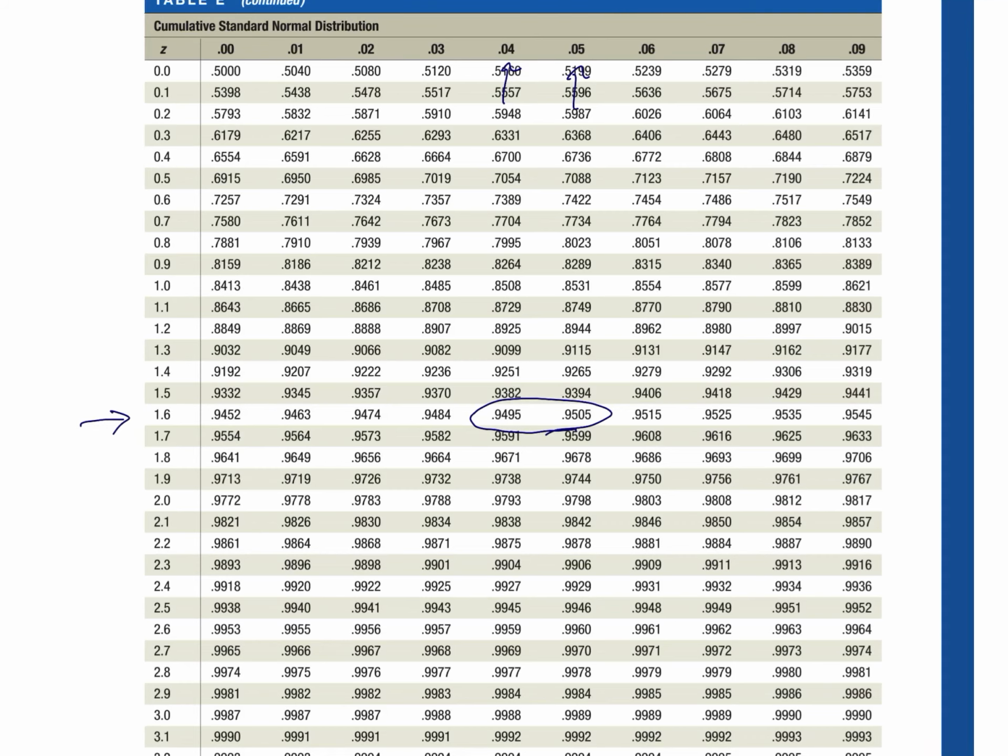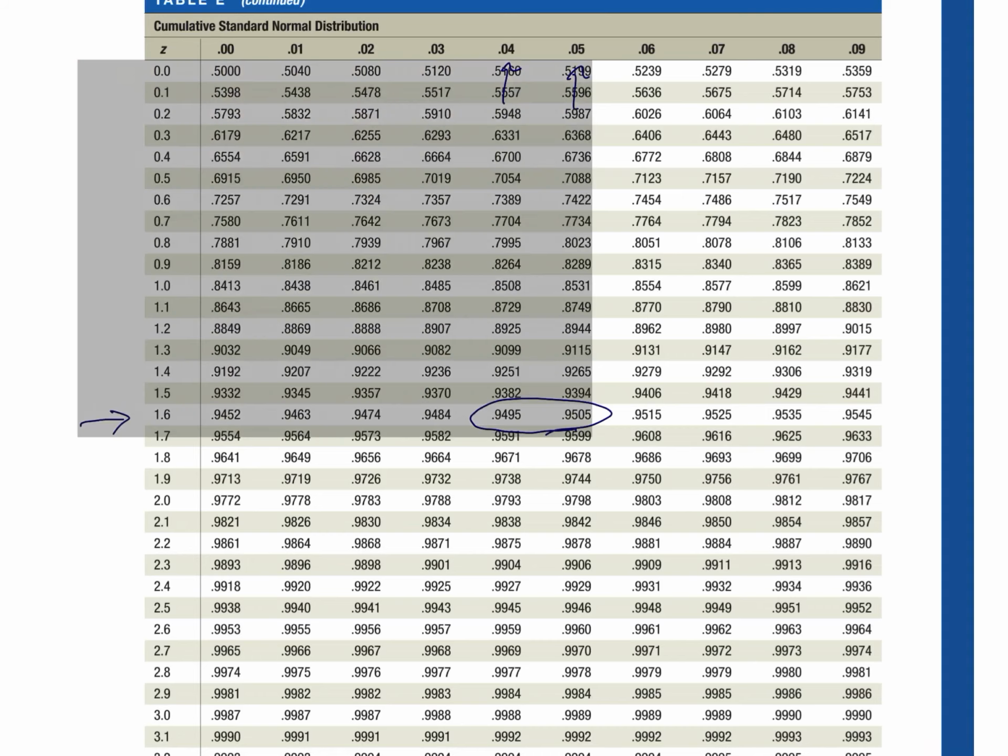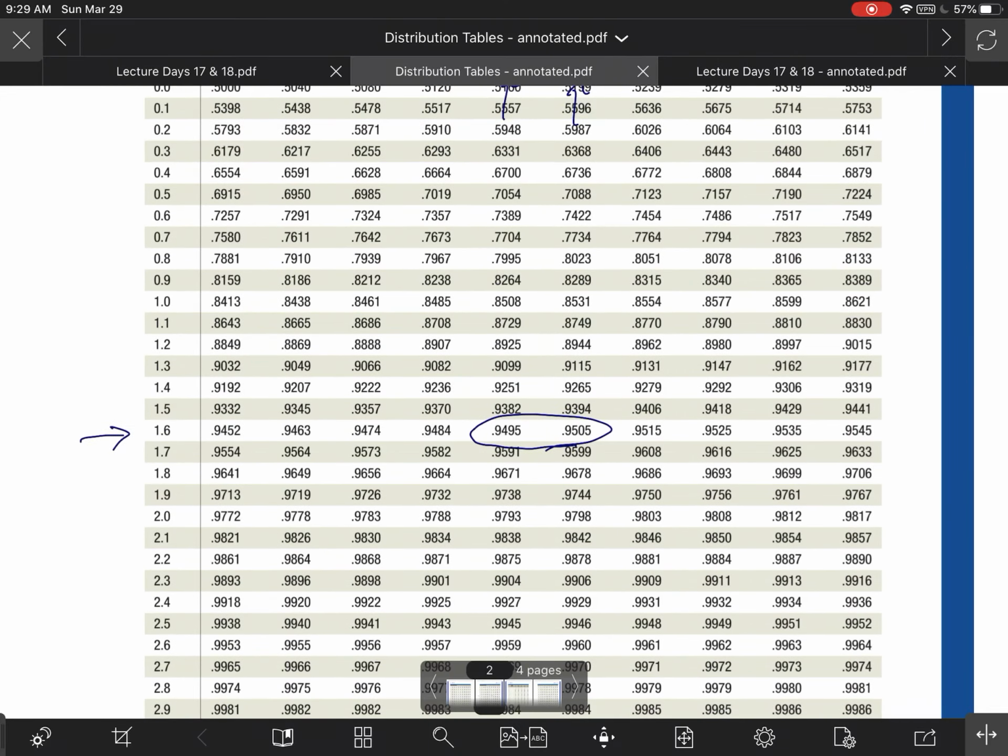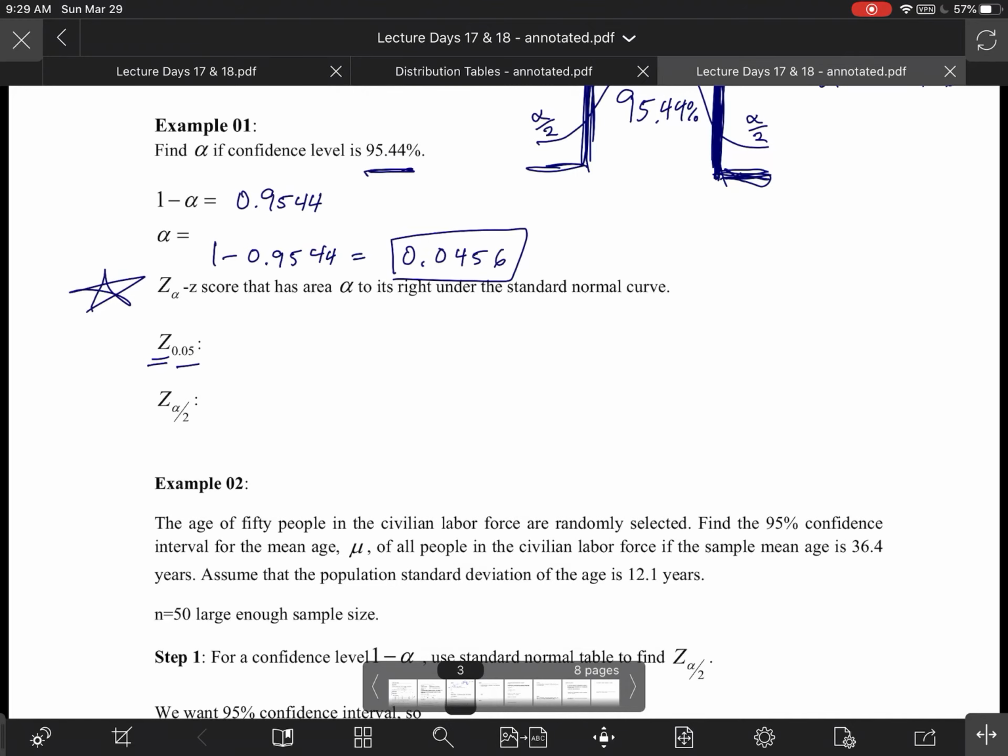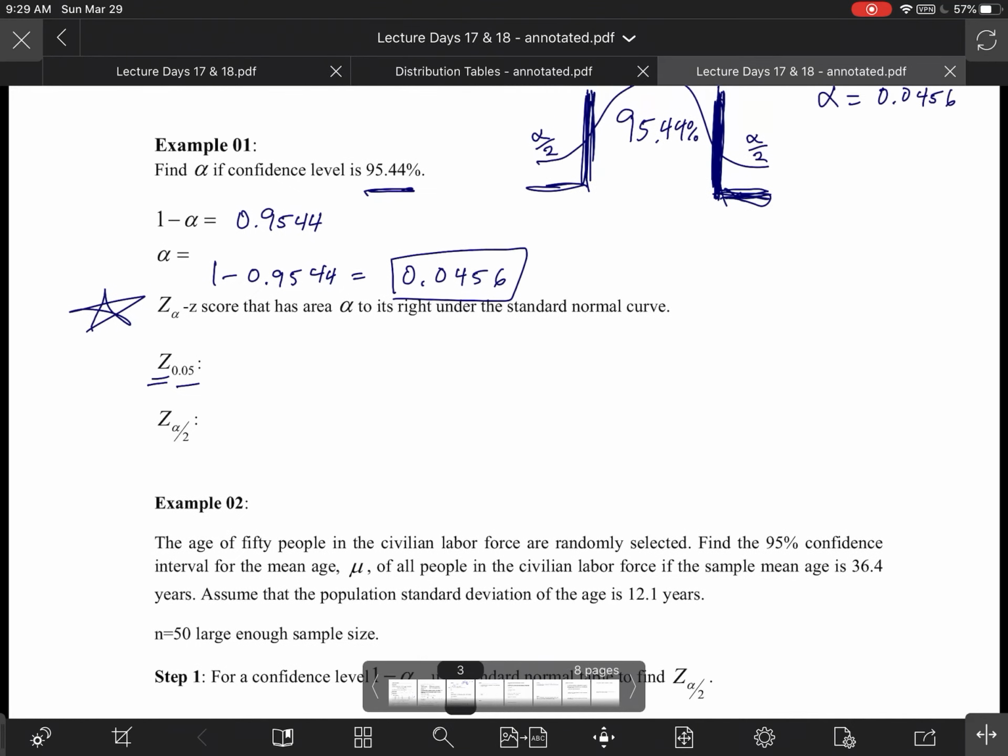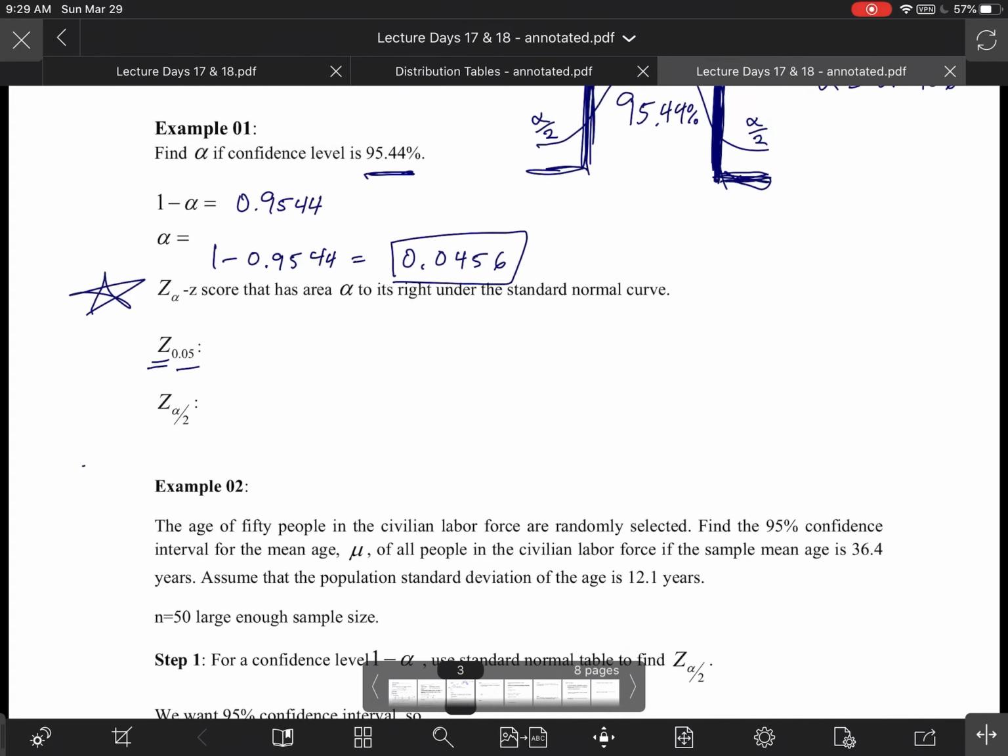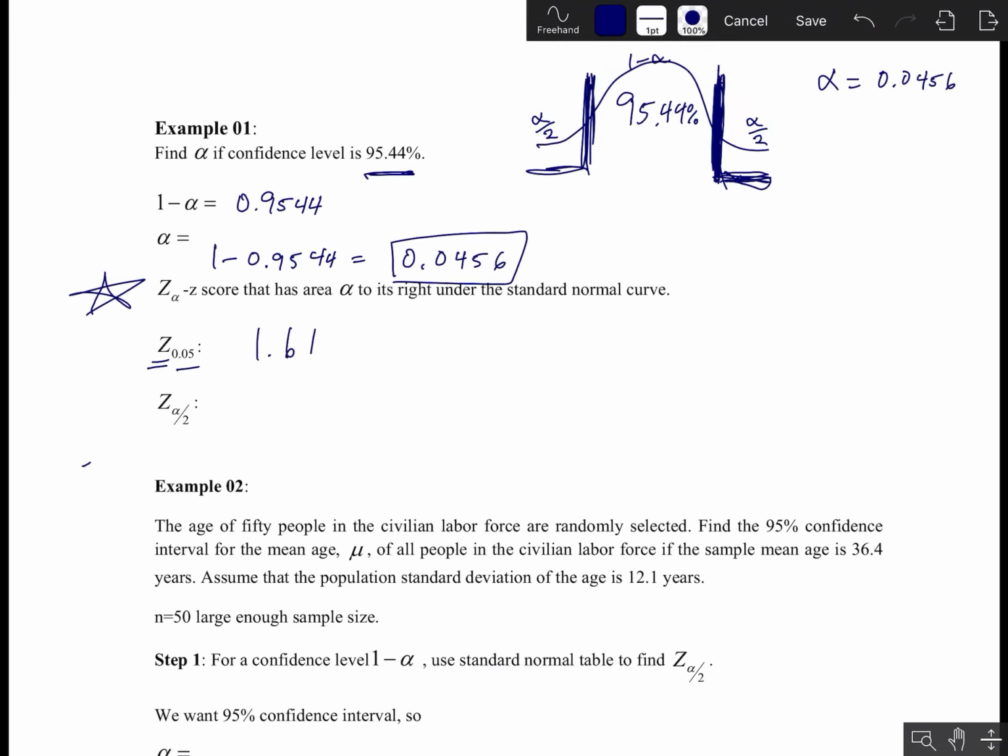Okay. So I'm just going to round those. Actually, let's just average them. So I'll say that 1.645 is the z-score that we're looking for. So the z-score that we're looking for here is 1.645. What that means is that this z-score over here would be 1.645. That has the appropriate area over here to the right.